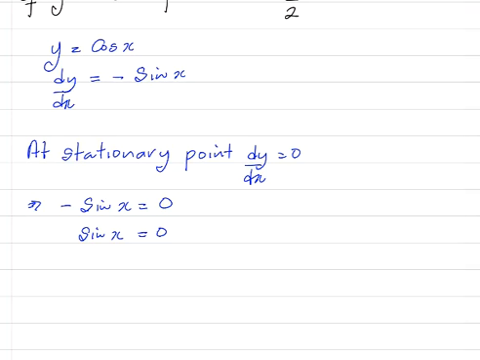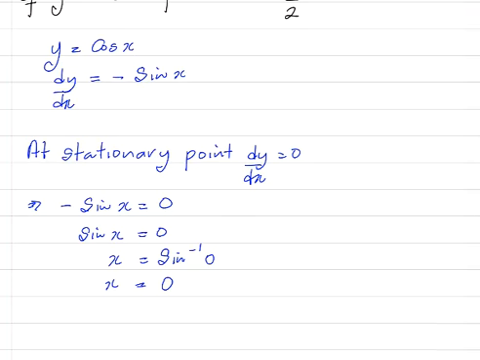If I know the sine of an angle, to find the angle, I must go sine inverse. So this is sine inverse of 0. And so sine inverse of 0 is 0. So within the range, x is less than or equal to 90 degrees or pi by 2, and x is greater than or equal to 0, the value of x at the stationary point is x is equal to 0. So now I know what the value of x is at the stationary point.